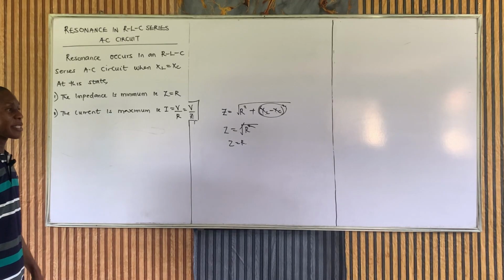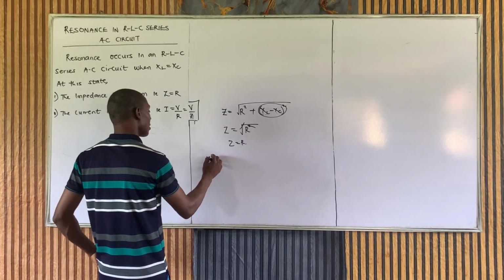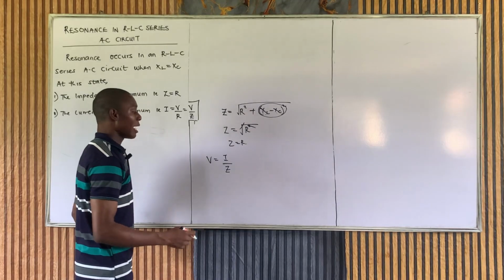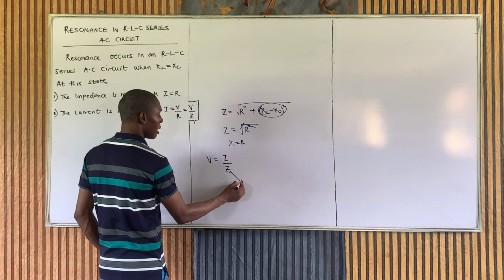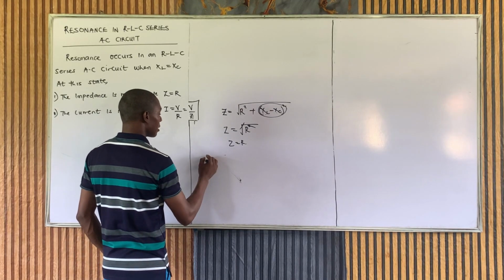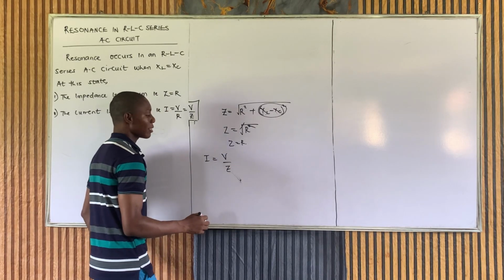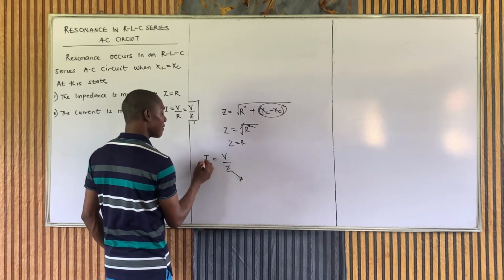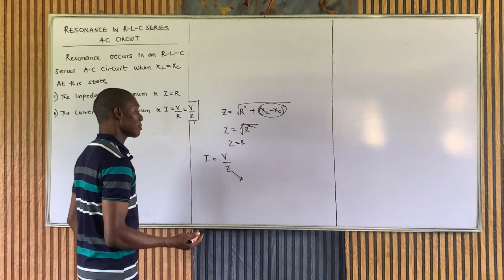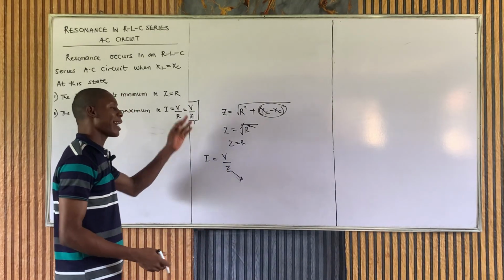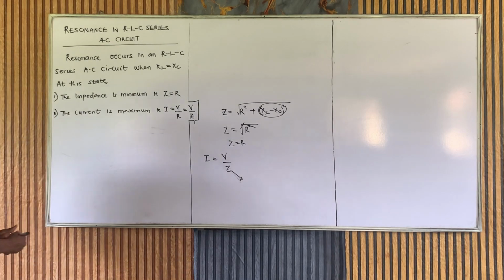Again, the current is maximum. You know that V is equal to IZ, so I is equal to V over Z. Now understand that if Z is minimum, then the value of I should be maximum. And that's because Z is taking a smaller value, which is the value of R. Then your I should be maximum. So that's about that. Now, let's obtain the resonance frequency.